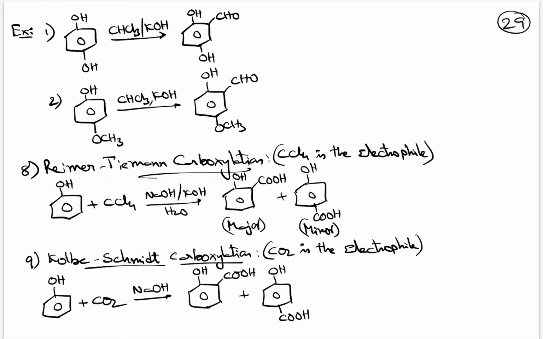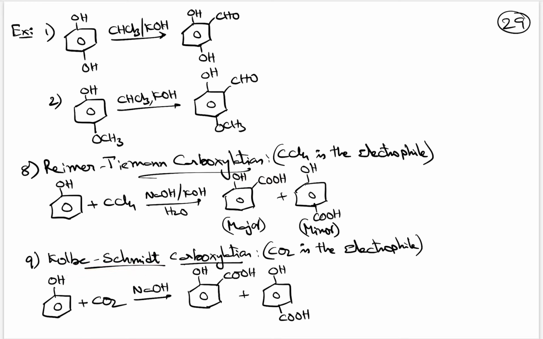Then Reimer-Tiemann carboxylation. A slight difference from the Reimer-Tiemann formylation reaction: we will be taking carbon tetrachloride instead of chloroform in Reimer-Tiemann carboxylation. The rest of the whole mechanism is similar, so you will be getting a carboxylic acid group at the ortho and para positions, and this product is salicylic acid, and this is the major product due to intramolecular hydrogen bonding.